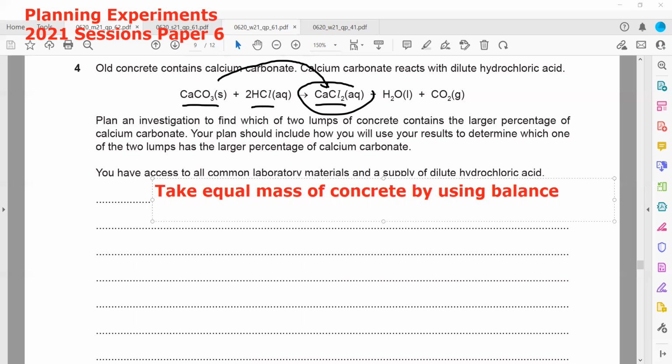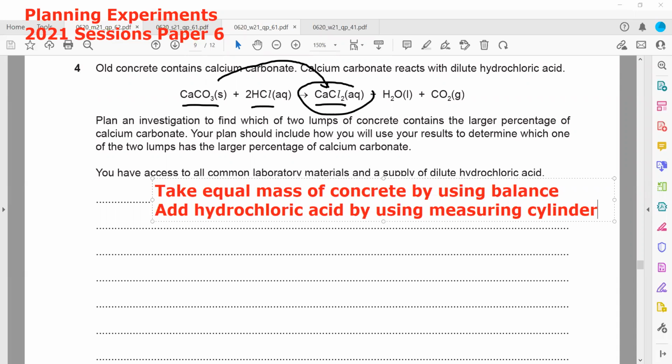Then we can crush them and add hydrochloric acid by using a measuring cylinder, or you can mention a burette, or you can mention a pipette. But because this experiment does not require measurement, we can use a measuring cylinder, as its advantage is that we can add quickly. So add hydrochloric acid by using a measuring cylinder until no more reacts and the hydrochloric acid is in excess.